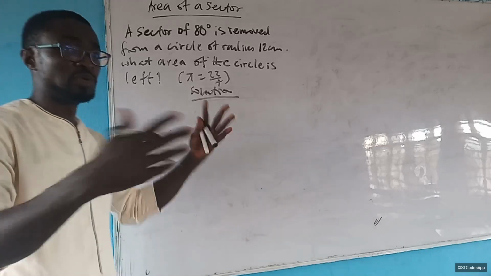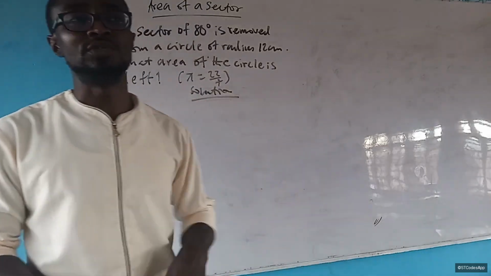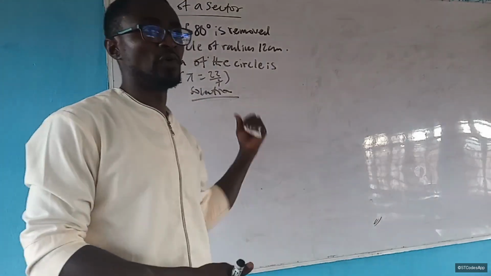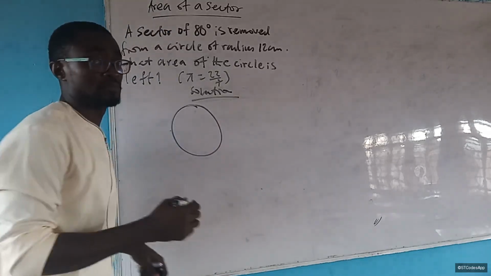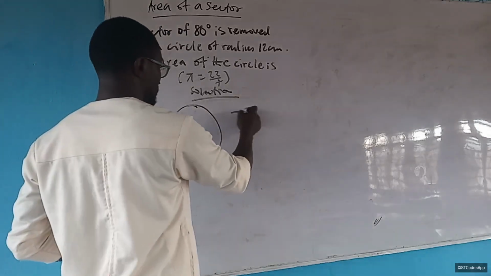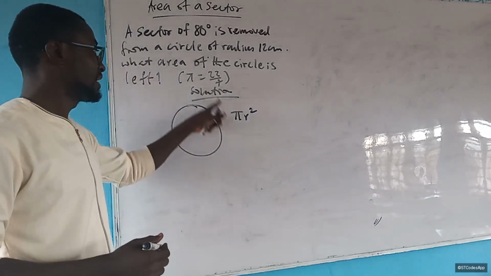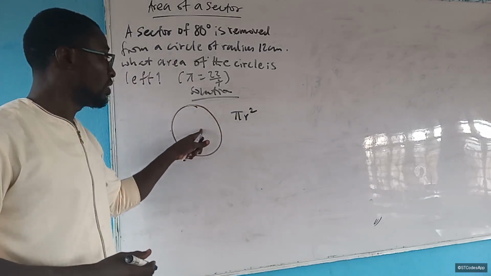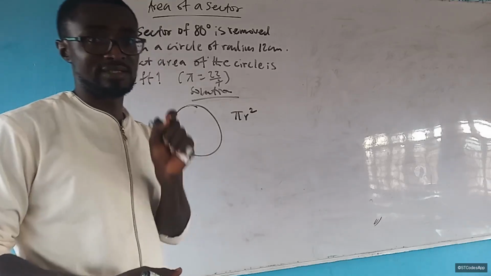Now I'm going to break this down by explaining what a sector is and how we can deduce the area of a sector before going into solving this. Having a circle of this nature, you know a circle is a plane shape and the area of a circle is what? Pi r squared. Okay? And the totality of all angles inside this very circle gives us 360 degrees.